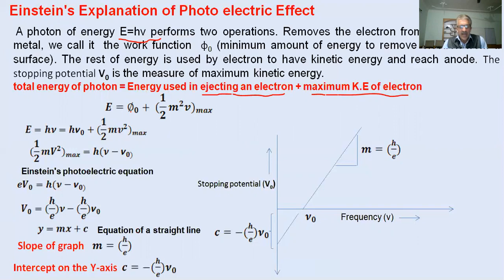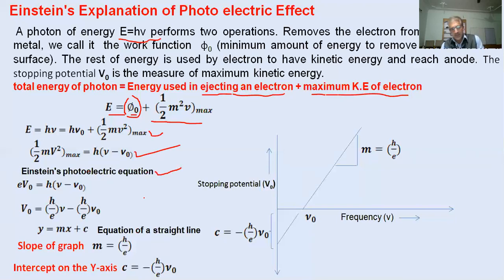And therefore, we can write down this equation: the total energy is equal to phi 0, the work function, plus the maximum kinetic energy the electron can gain. This phi 0, we have seen, is equal to h nu 0. And we have also established that this maximum kinetic energy can be written as h into (nu minus nu 0). And this equation is known as Einstein's photoelectric equation.